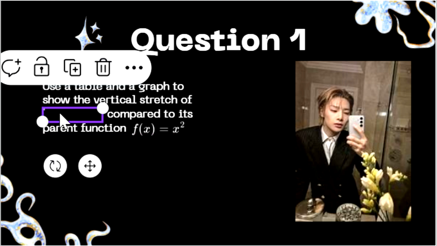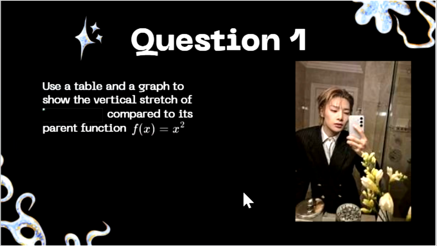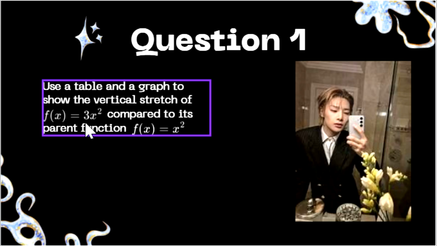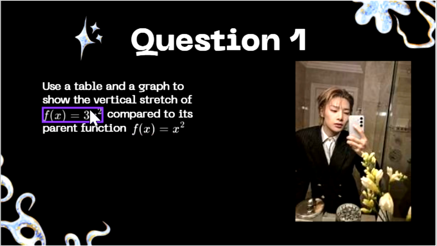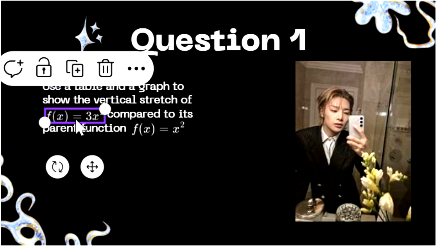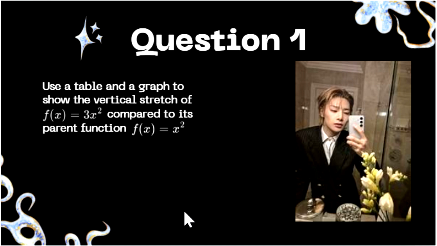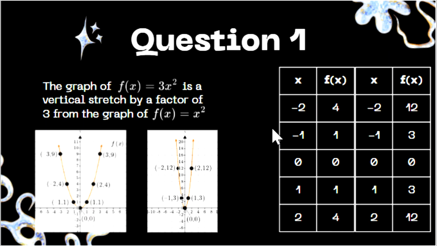I went through twice and checked this to make sure that everything was perfect, and one of the formulas is gone. Okay, so we got the formula back. Use a table and a graph to show the vertical stretch of f of x is equal to 3x squared compared to its parent function f of x is equal to x squared. We know this is a stretch because our k number, 3, is greater than 1. It's a whole number, so we're stretching. We're stretching up like a rubber band. All right. So pause the video, figure this out, come back, and we'll go over it. So here's all of your points that you should have.